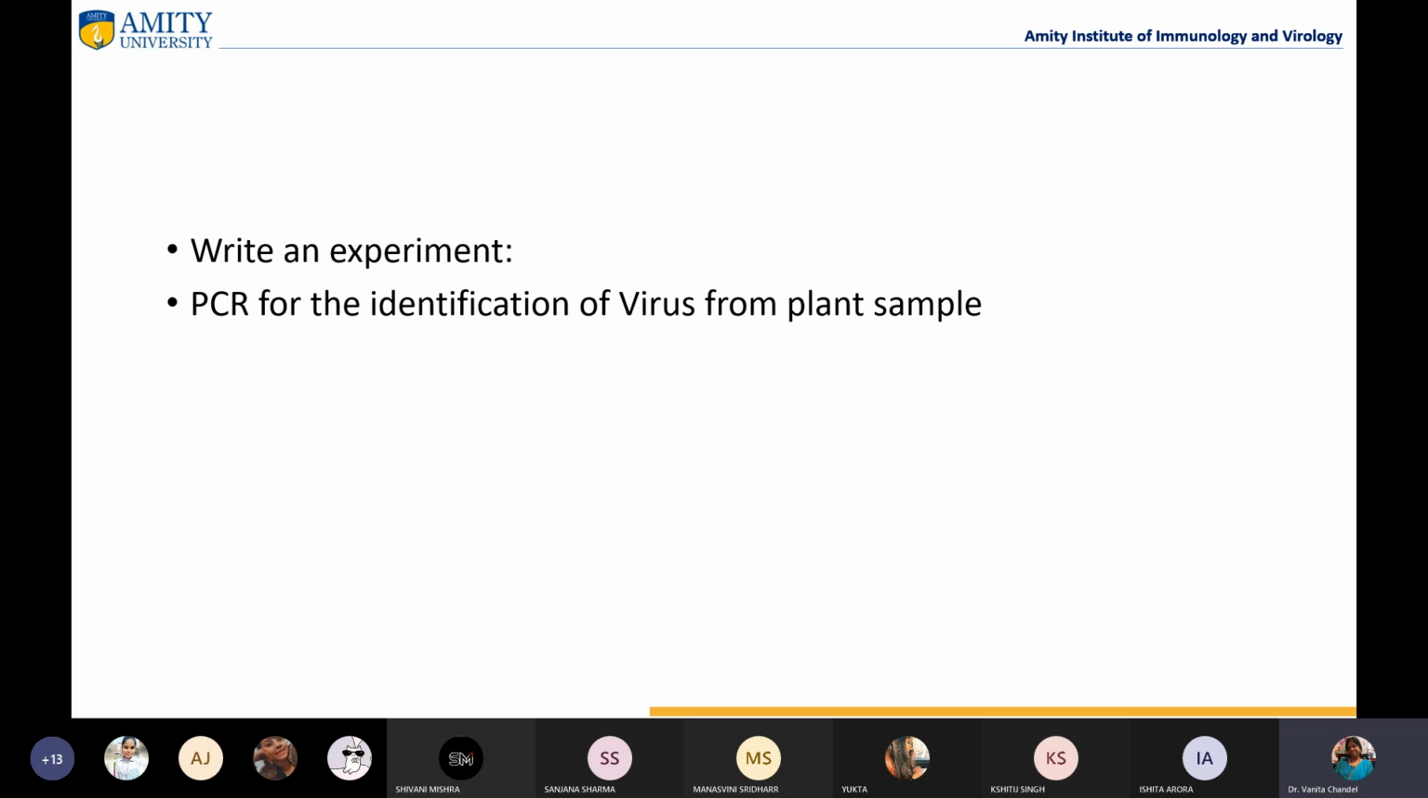So basically, what we need for the polymerase chain reaction to do identification of the virus, we need two primers which are either specific for that virus, or we need a degenerate primer which is specific for that particular genus of that virus. So that will amplify all kinds of viruses which are under that particular genus, right? So primers are very important, we should have them.